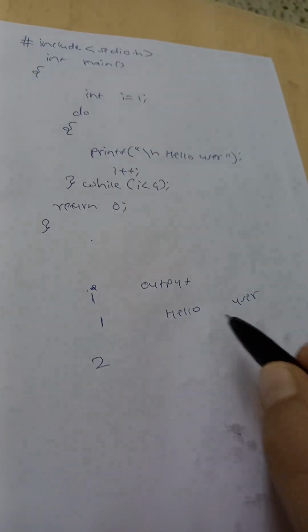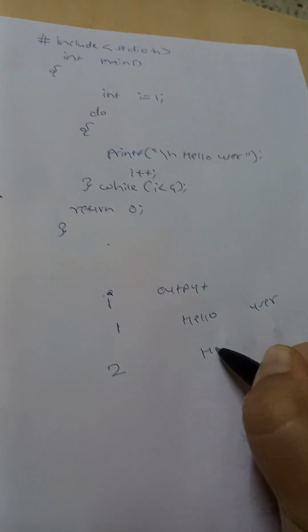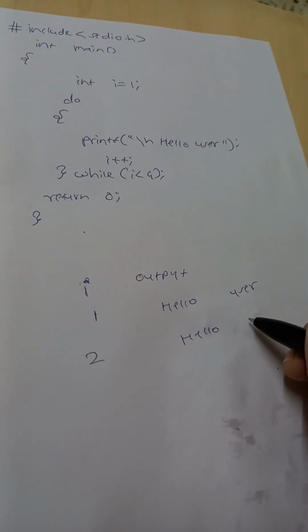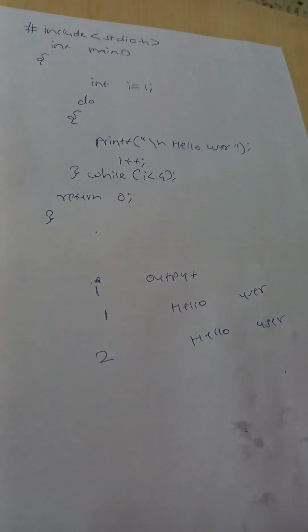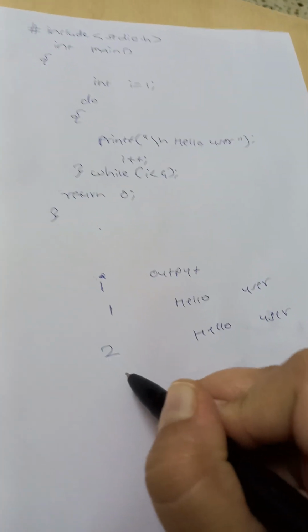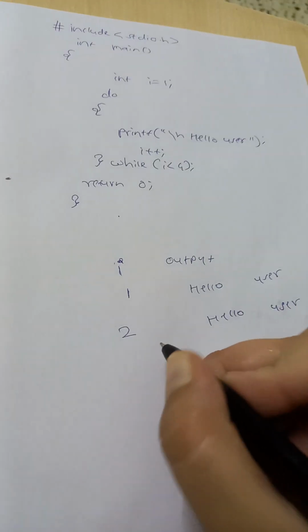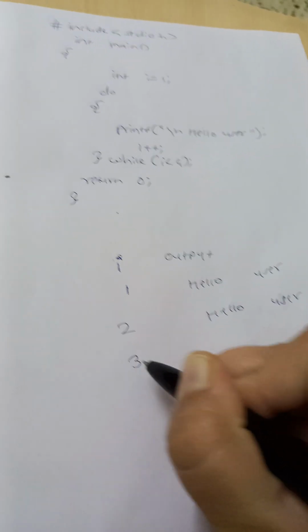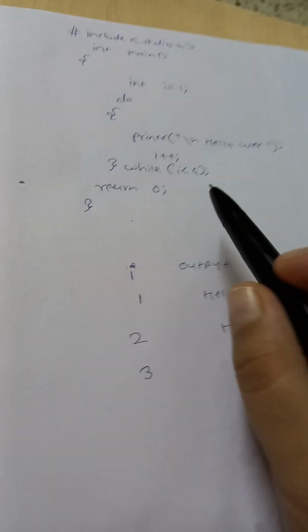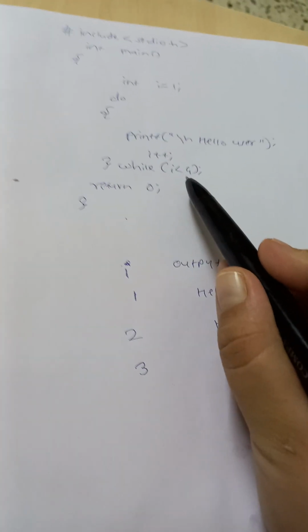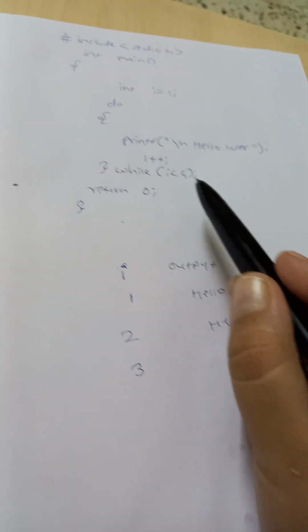So again go to the first statement of the loop and print hello user. i becomes 3 due to i plus plus. Again the condition will be checked: while 3 less than 4, 3 is less than 4.